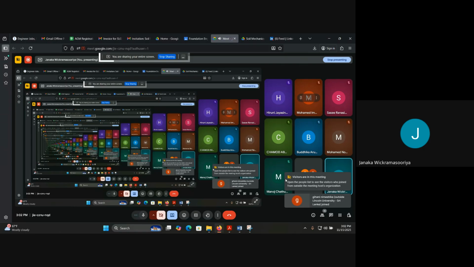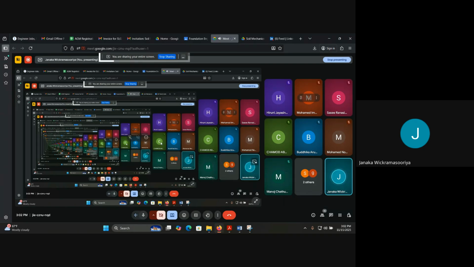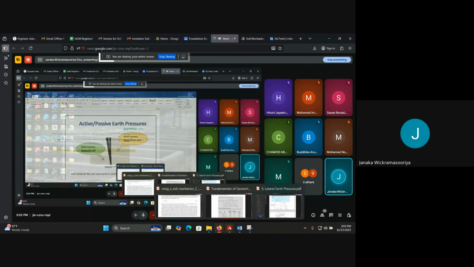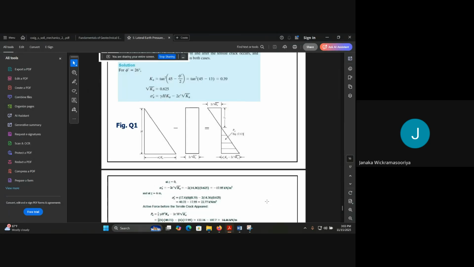Oh, they don't have it. Gihani Nimeshika, yeah, I have this. Gihani Nimeshika has joined. Outside Lincoln University, Sri Lanka joined. Gihani might have joined here using some other email address. That is why that sound came, right? If you join using the Lincoln email address, then there's no problem. Otherwise, I will have to admit it.